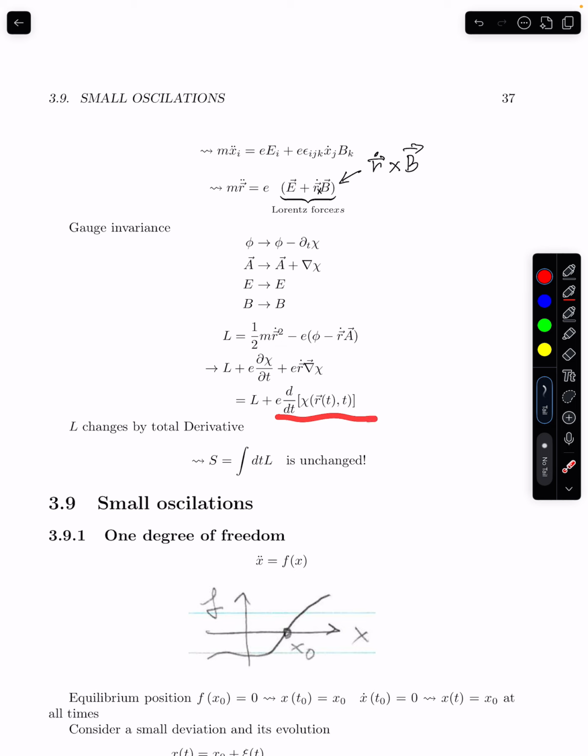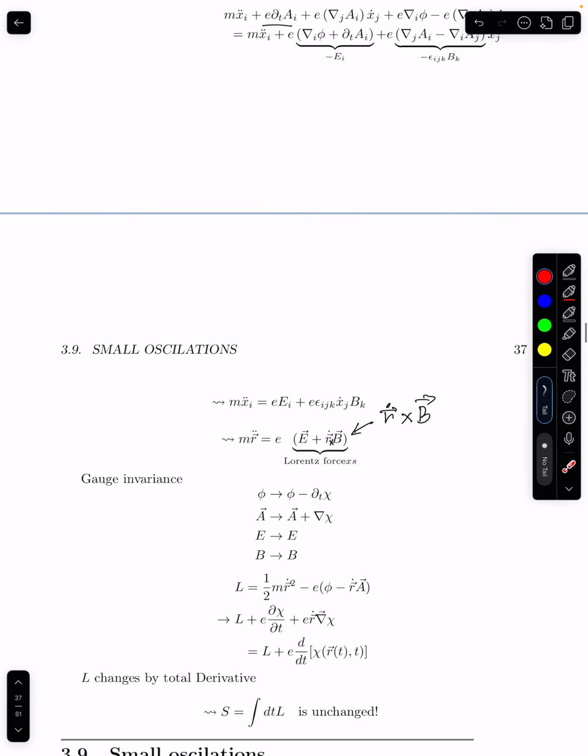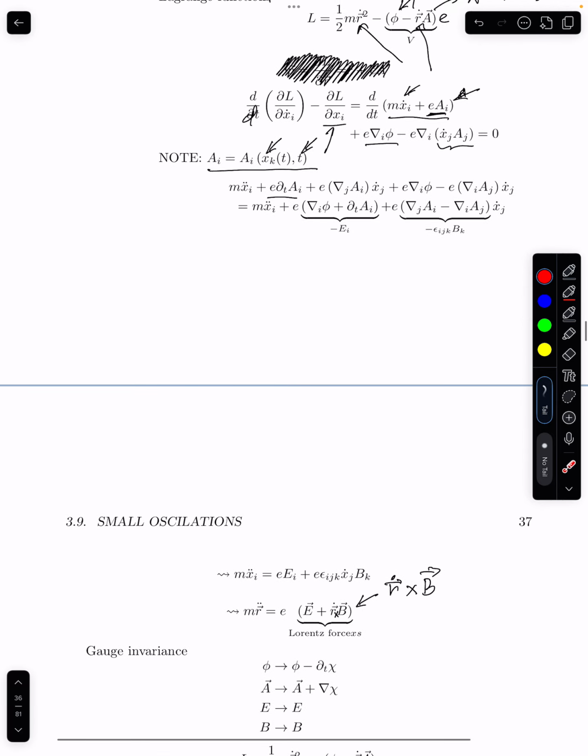By the total derivative. And if it's changed by the total derivative, then the action doesn't change at all, because we can integrate this total derivative, and it will give us the values of this function at the endpoints. So the action will only change by a constant, but the change of the action by a constant is not relevant for our discussion, because when we vary it, the constant will drop out. And that's it. So this is how we show that this Lagrangian is gauge invariant.